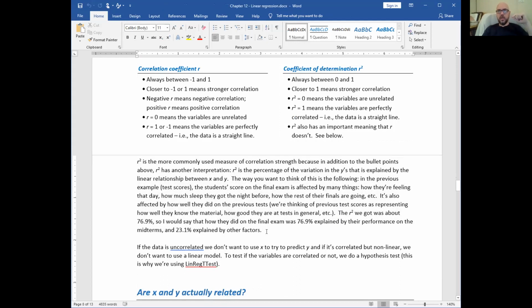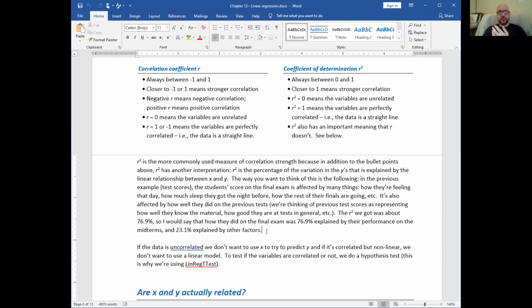R squared has a meaning that's a little hard to think about at first. What R squared is doing is finding how much of the variation in the y's is due to the relationship between X and Y, and how much of that variation is due to random other things.